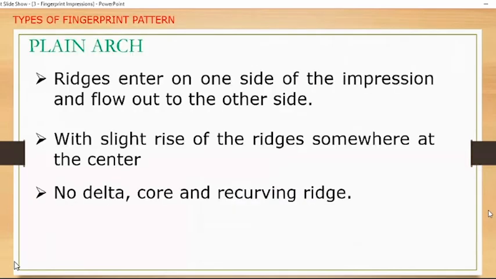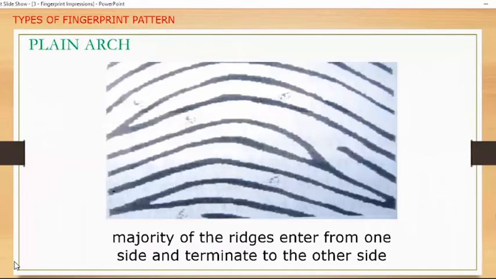Isa-isayin natin. On the plain arcs, the ridges enter on one side of the impression and flow out to the other side, with a slight rise of the ridges somewhere at the center; no delta, core, and recurving ridge. So the ridges enter from one side of the impression and terminate to the other side, with slight rise somewhere at the center. That is only a slight rise. One or more of the ridges dito pumasok, lumabas sa kabila. And with slight rise somewhere at the center. Ganun lang ang plain arcs.